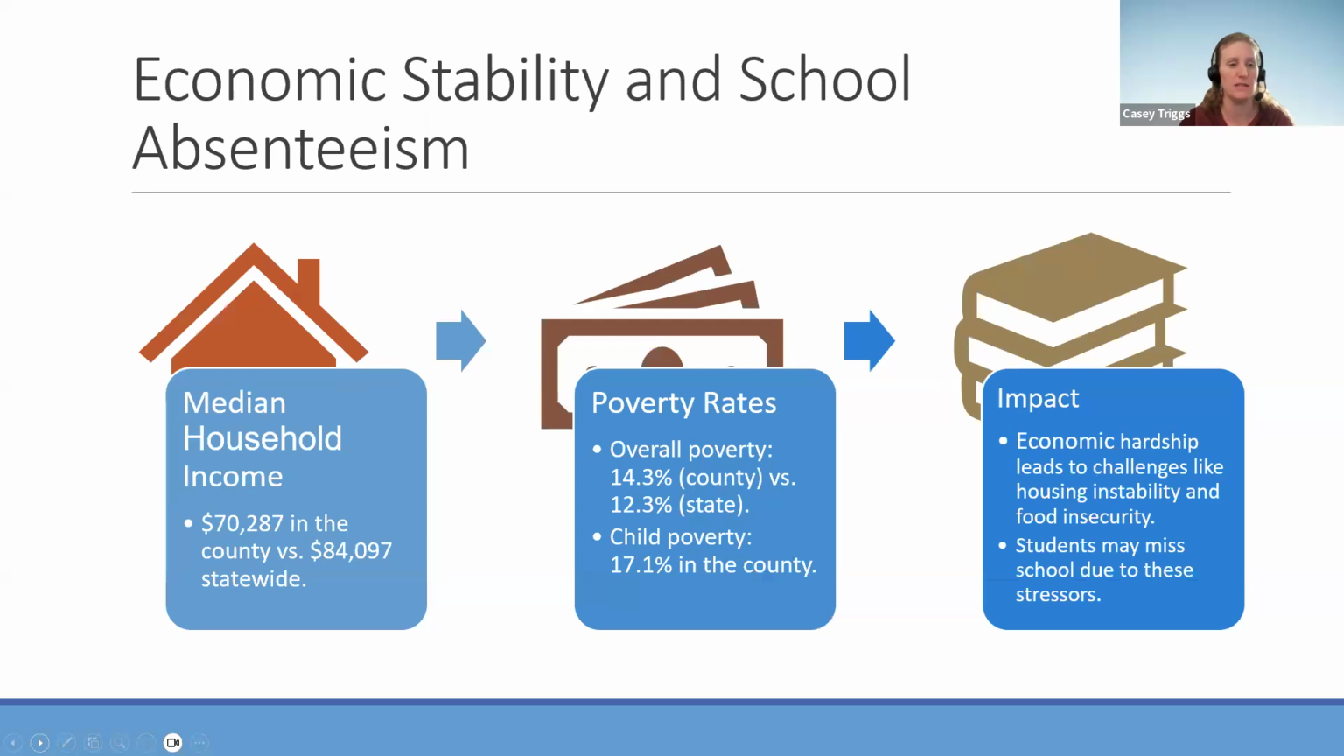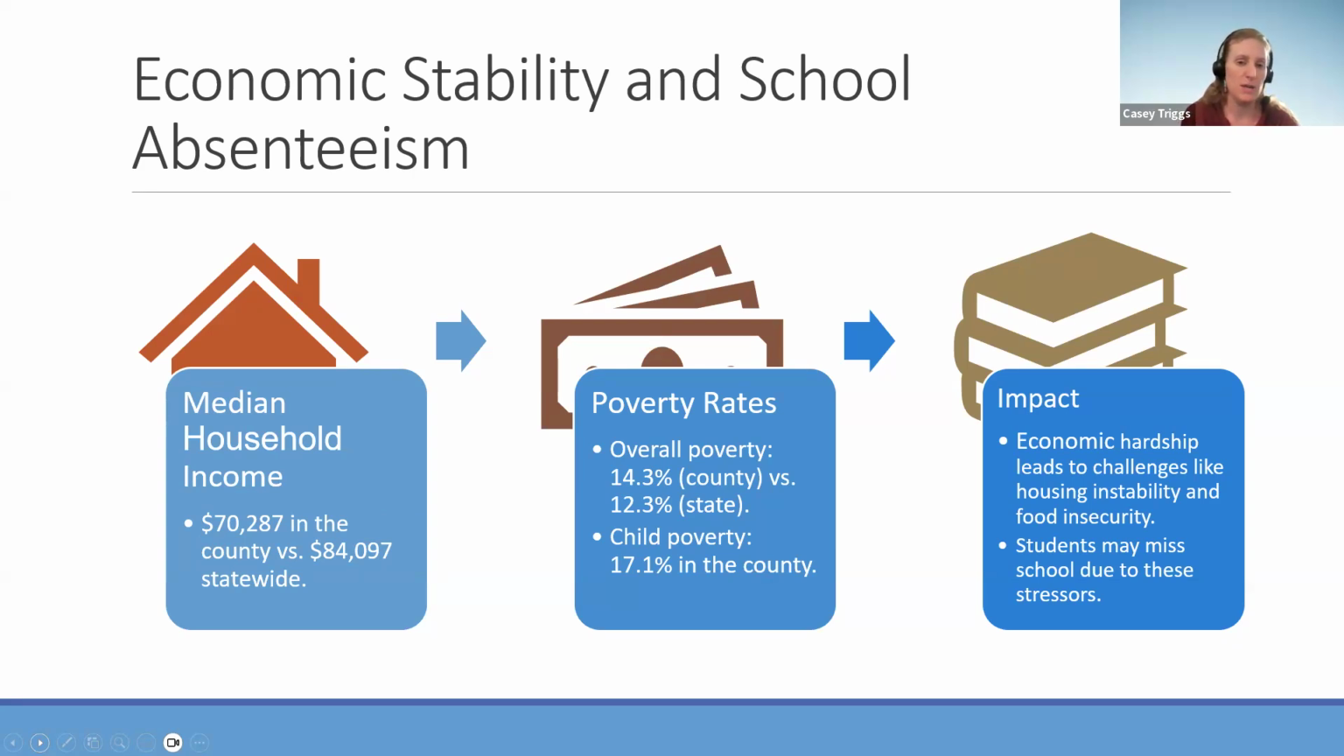Next slide, please. So we're going to break this down into those five areas that I talked about before, those five social determinants of health, those key elements. And the first one is economic stability and how that affects school absenteeism.